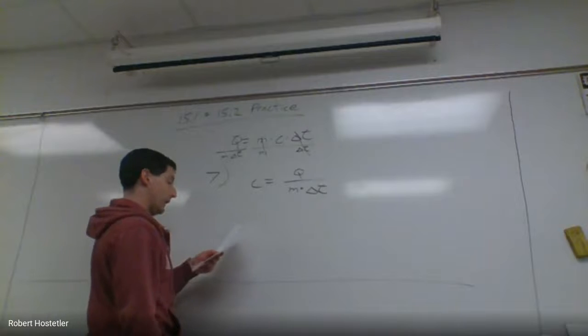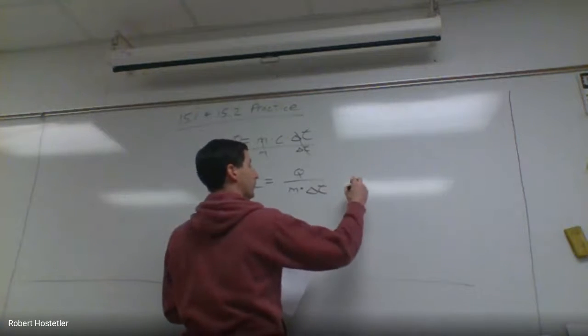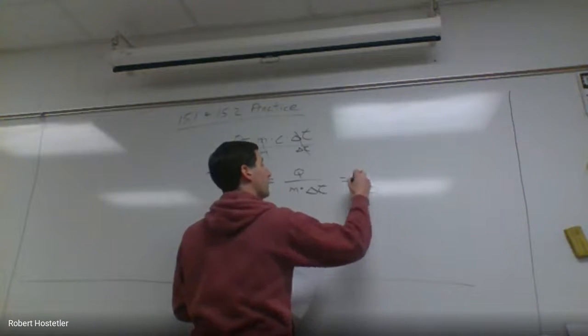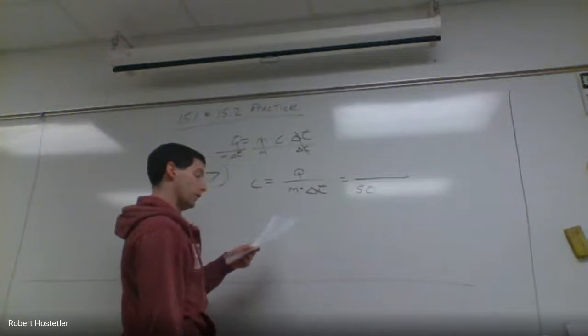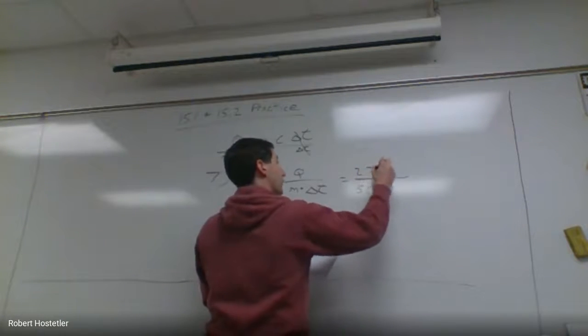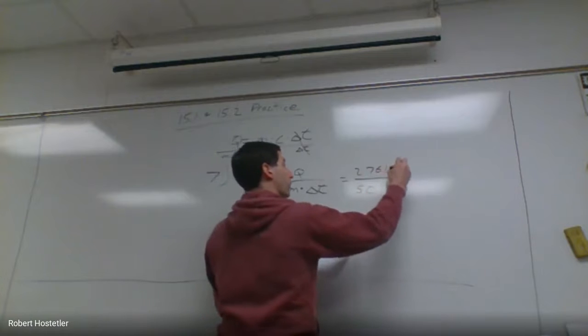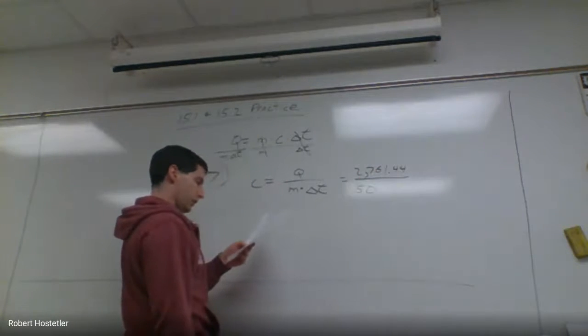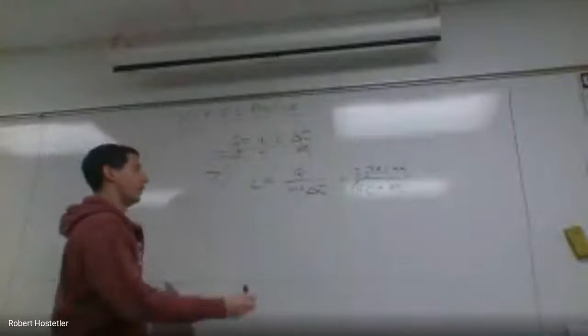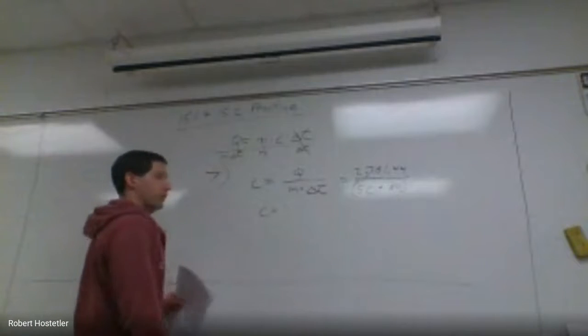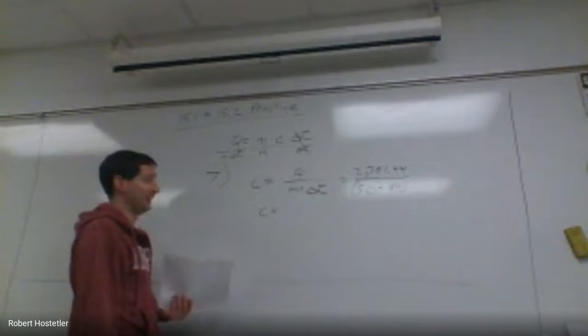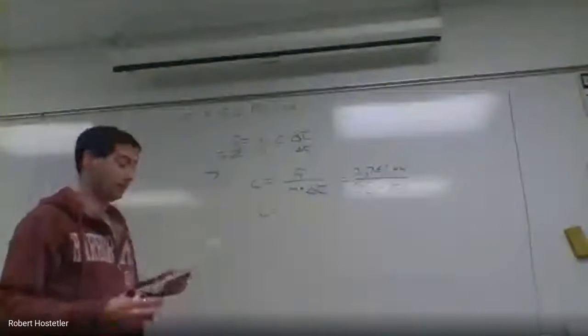So we know that the mass is 50. We know that Q is 2761.44, and the temperature is 60. Remember to put the bottom in parentheses. And also remember that when you get a value for C, it should be less than 4.184. Otherwise, you know it's wrong, because water has the biggest specific heat.